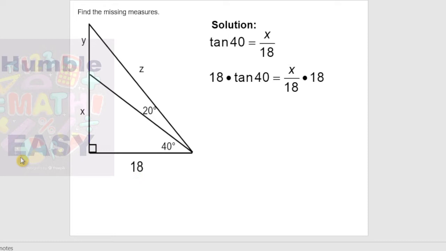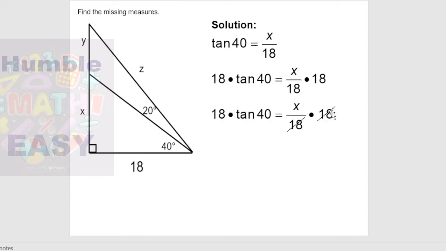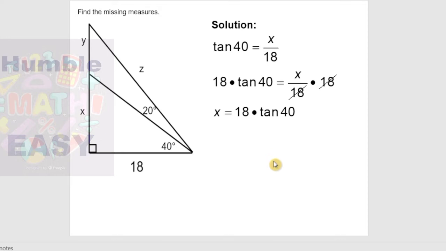After that, we're going to multiply both sides by 18 for us to be able to get the value of x. So we're going to multiply both sides by 18 because we have the denominator 18 for the x. So for us to work it out, we could make use of the cancellation for the 18 here because it is equivalent already to 1. And now we have x, which is equal to 18 times tangent 40. That is how it goes with the solution.